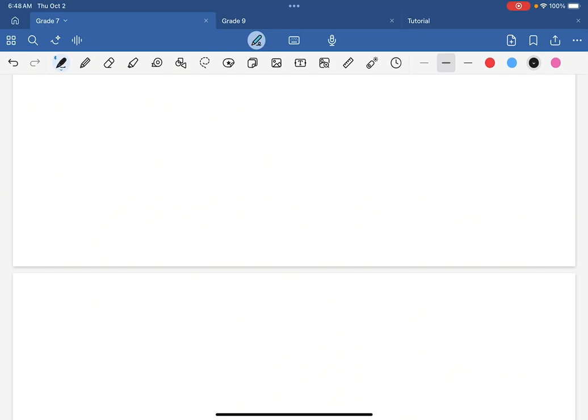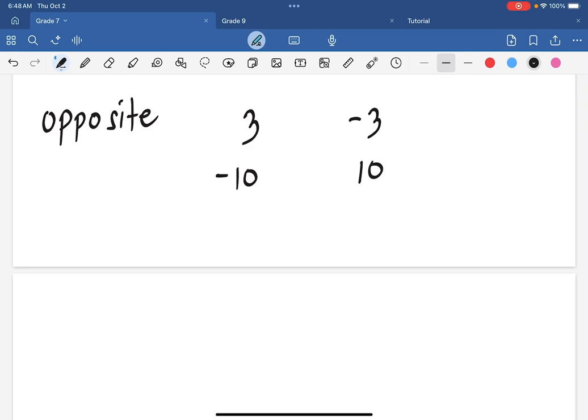Another key term that we need to know is what we call opposites. It just involves the positive and the negative value of a number. So if you write 3 or +3, that means its opposite is -3. If you have -10, its opposite is +10. However, if you write 0, there is no such thing as opposite to this because 0 is a neutral number. It is neither positive nor negative.